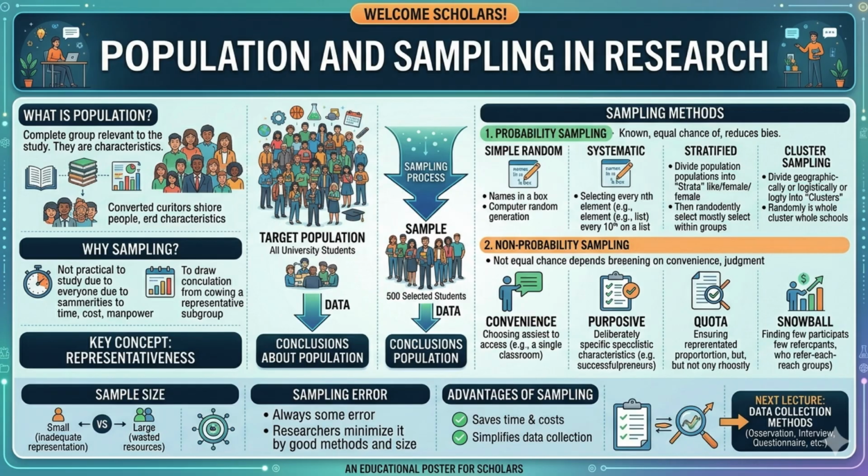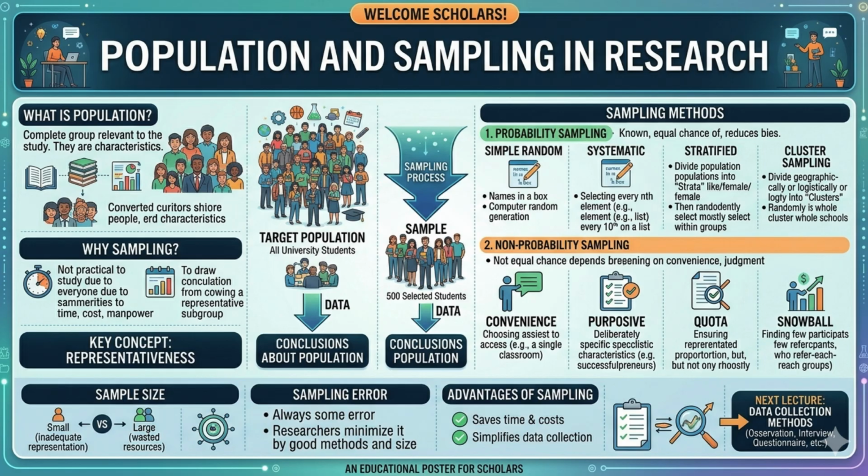The choice of sampling method depends on several factors, including research objectives, available resources, population characteristics, and desired level of accuracy. Probability sampling is generally preferred when researchers seek high levels of representativeness and statistical generalization. Non-probability sampling may be more appropriate when resources are limited or when the study focuses on specific groups with unique characteristics. Researchers must also determine the appropriate sample size.